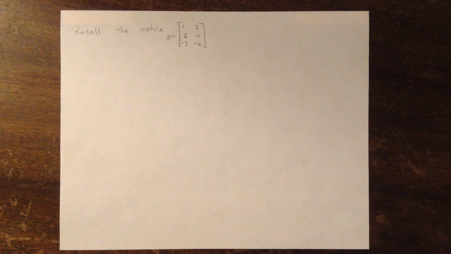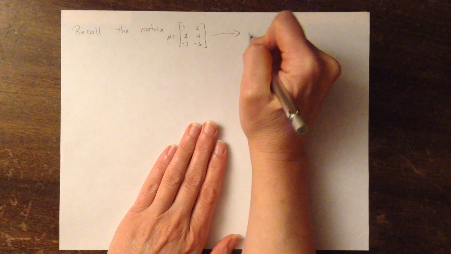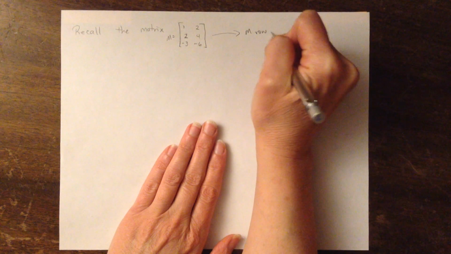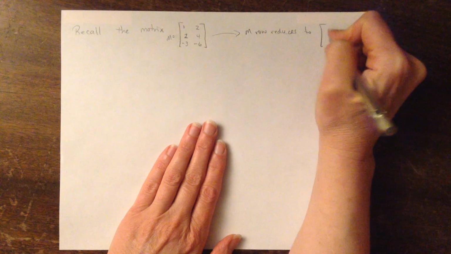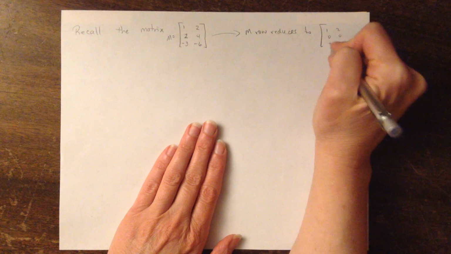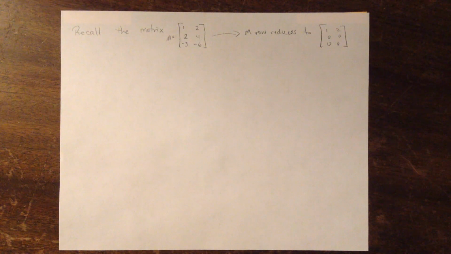So here is this matrix M that we looked at last time. And last time we found a basis for its row space. Because if you recall, M row reduces to 1, 2, 0, 0, 0, 0. And so just the set containing just the vector 1, 2 is a basis for the row space.